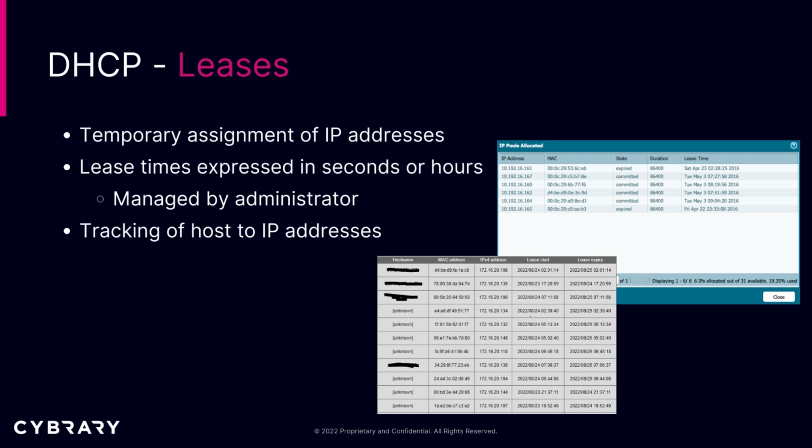So when a client gets an IP address, we talked about the lease time. The lease is basically a temporary assignment of the IP address. The device is borrowing that IP address, or renting it, for a period of time. So the lease times vary. They can be expressed in seconds or hours, depending on the application that you're using. And this can be managed by the administrator. At any time, the administrator can go into a control panel of some sort and view what IP addresses have been leased out to what devices. They also have the option to pull that lease back if needed.